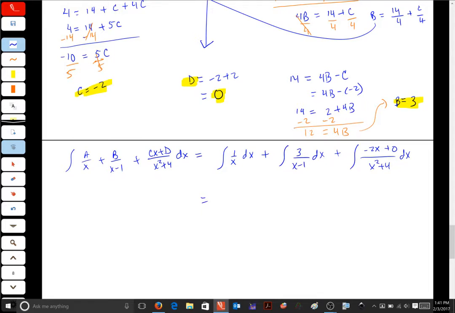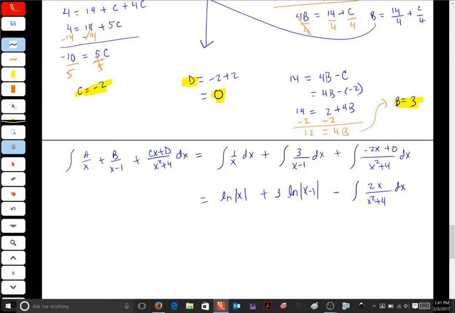Now, what's the integral of 1 over x? Natural log of the absolute value of x. What's the integral of 1 over x minus 1? Natural log of x minus 1. Now this one I'm just going to write as minus 2x over x squared plus 4. Can I take that minus out in front? How do you integrate that last one?